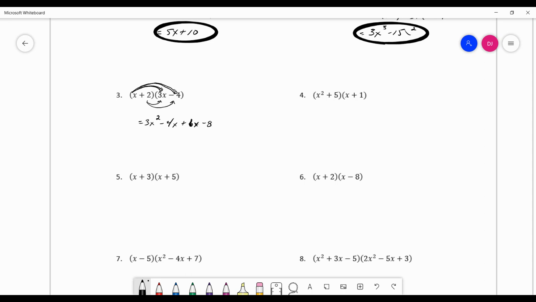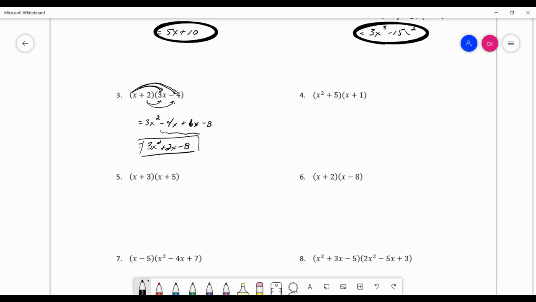The other thing we're going to do here is we're going to always, every time, look for any like terms that we can combine. And notice we have the negative 4x and the positive 6x, and they will combine to give us a 2x. So 3x squared plus 2x minus 8. And there is that expansion.